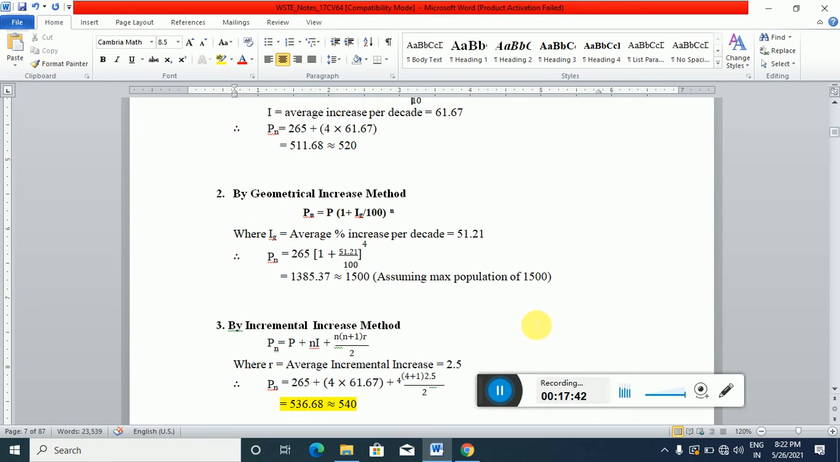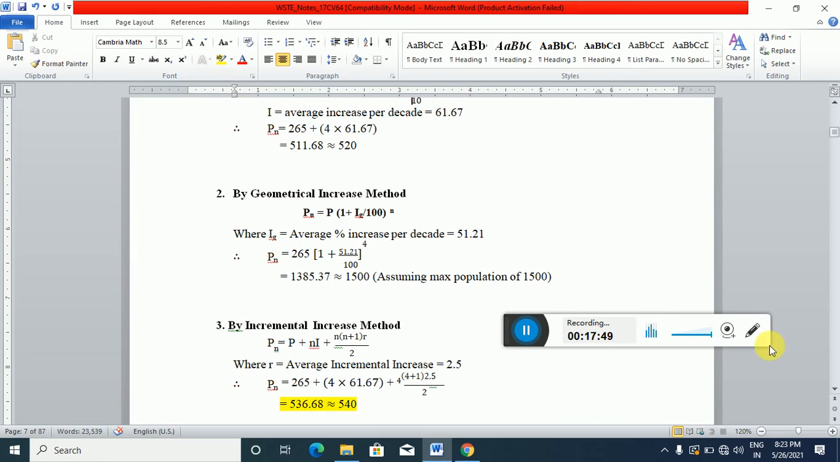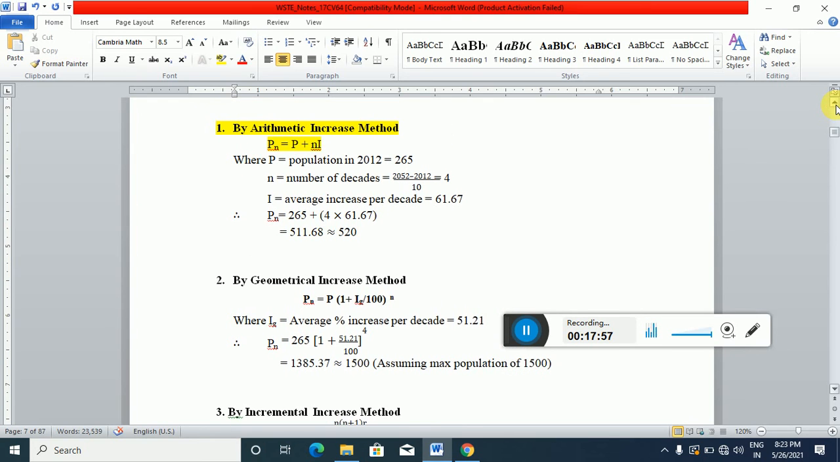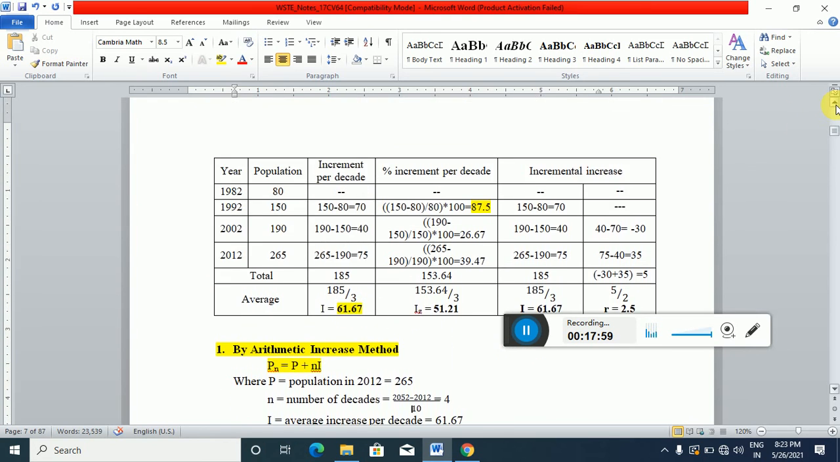To solve more problems, I have given some assignment questions and homework questions to you. You can use the same methodology and solve the problems using these methods, that is the arithmetic increase method, geometrical increase method and incremental increase method. I'll stop at this stage so that you can practice the problems for estimating the population for 3 decades or 4 decades depending upon the question and requirement given in the problem.